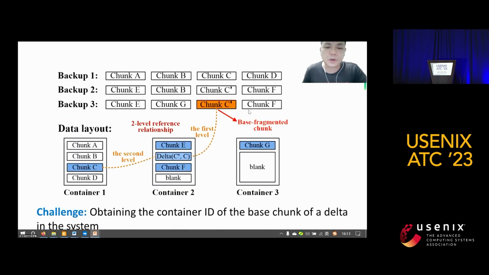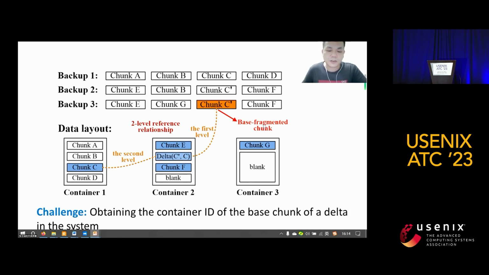This is an example of a base fragmented chunk. Four chunks in backup 1 are stored in container 1. C past feed in backup 2 are similar to C in backup 1, and theirs is data compressed and stored in container 2. C past feed in backup 3 refers to a delta, and the base chunk of the delta in container 1 requires an additional read operation during restore. Thus, this chunk is considered a base fragmented chunk.